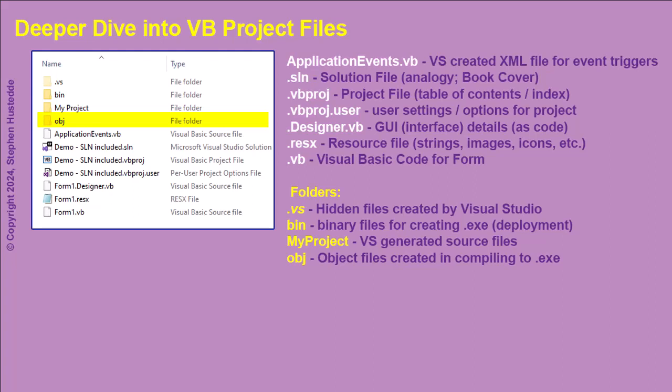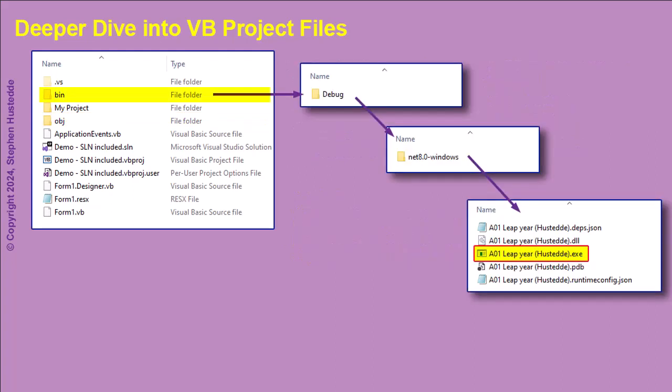With all of those folders, there's no reason really to go in and look at any of those files other than the bin folder. Let's take a look at the bin folder. Inside the bin folder is a debug folder. Inside that folder, we'll find a reference to the .NET framework we are creating for. In this case, .NET 8 is the current one. And inside that folder then is our executable. That's our target. That's what we want to create.